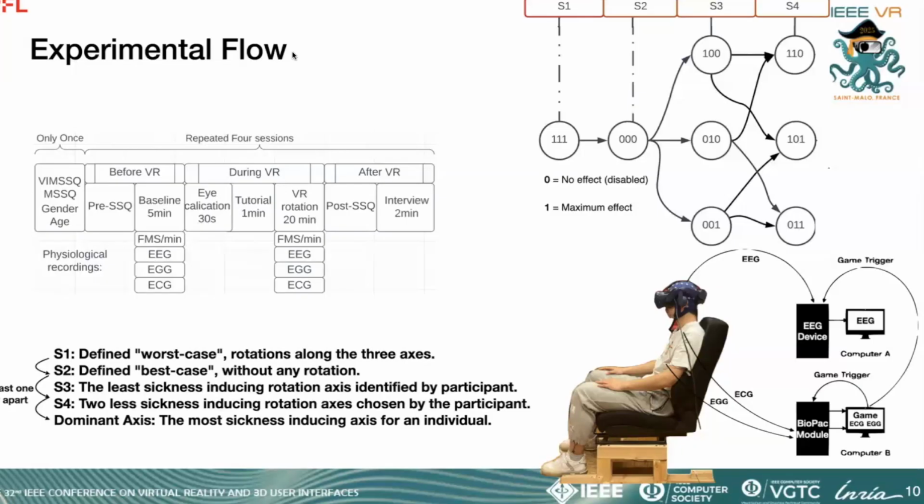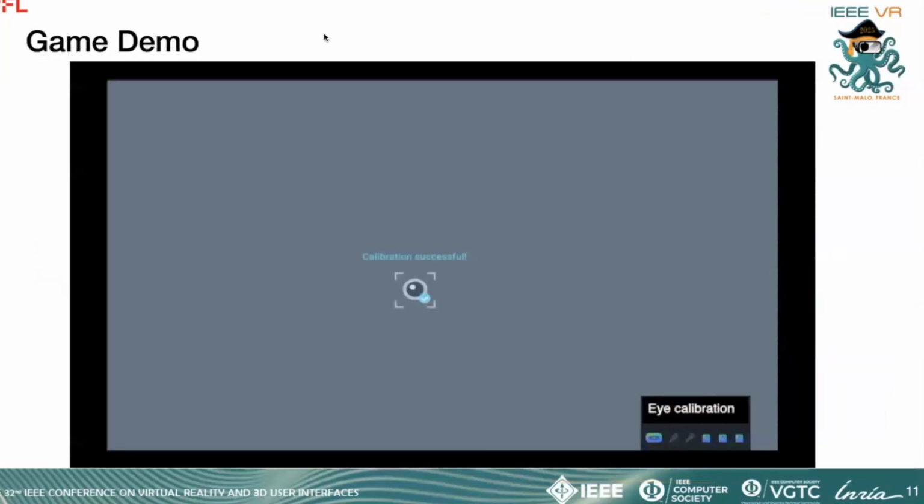So the third session in our experiment is a session with only one axis rotation. The choice of which rotation axis is based on participants' own selection. Similarly, the fourth session is a session with 2 axis rotations. Due to the time constraints, again, we have to skip this game demo. Please take a look at our paper page if you're interested.